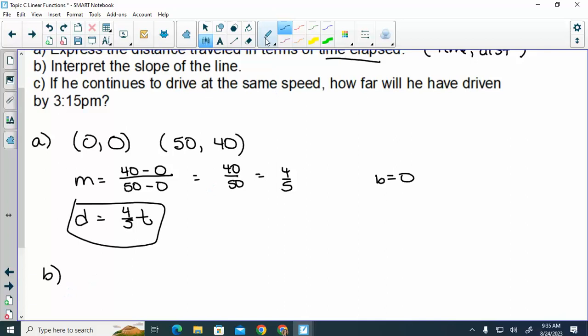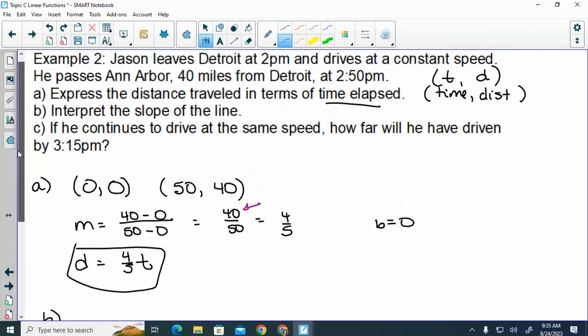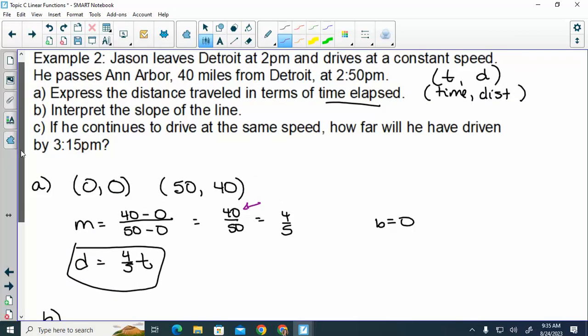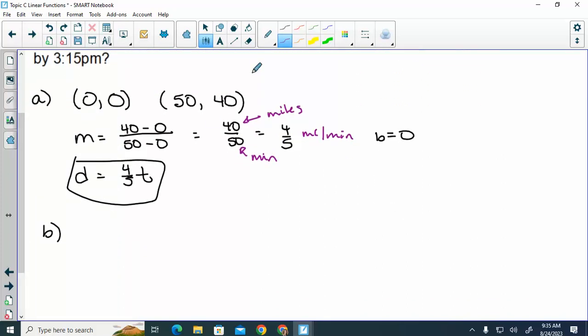B, interpret the slope. So go back to when we found slope. The top, the numerator, was my Y. Y was the distance. What was our distance measured in? Miles. Okay, the denominator was my X, or my time. And what were we measuring time in? Minutes. So this is 4/5 miles per minute. So tell me a sentence I could use.